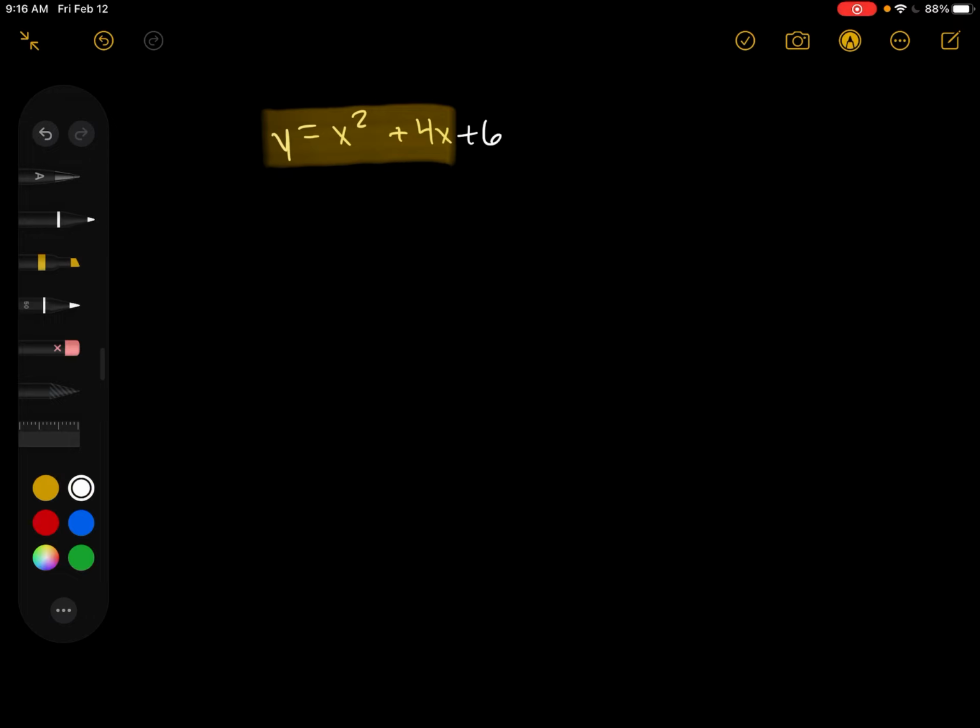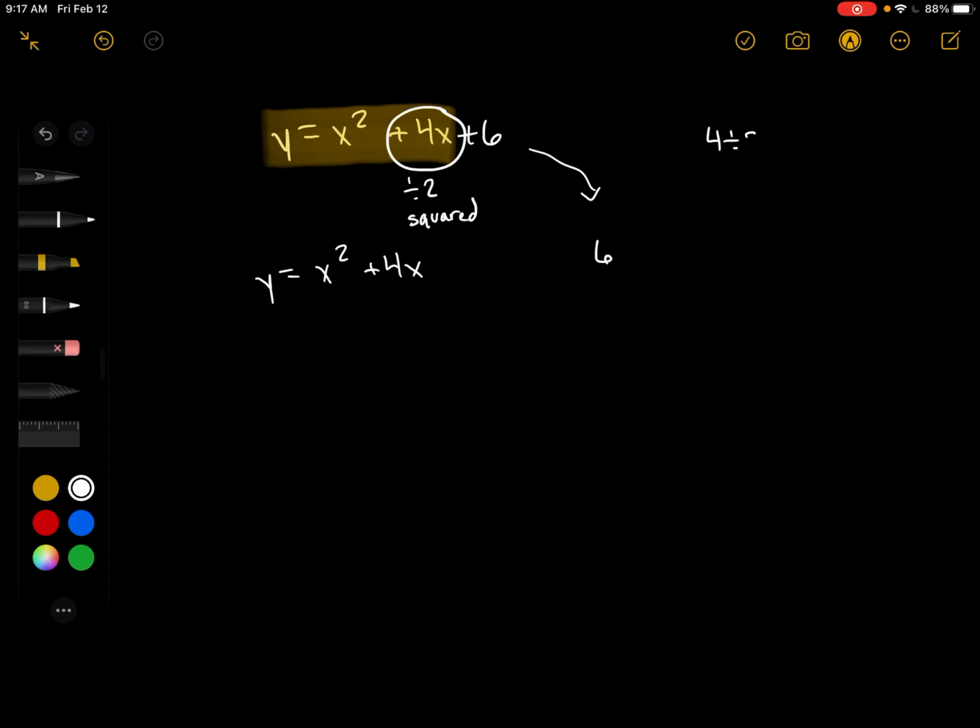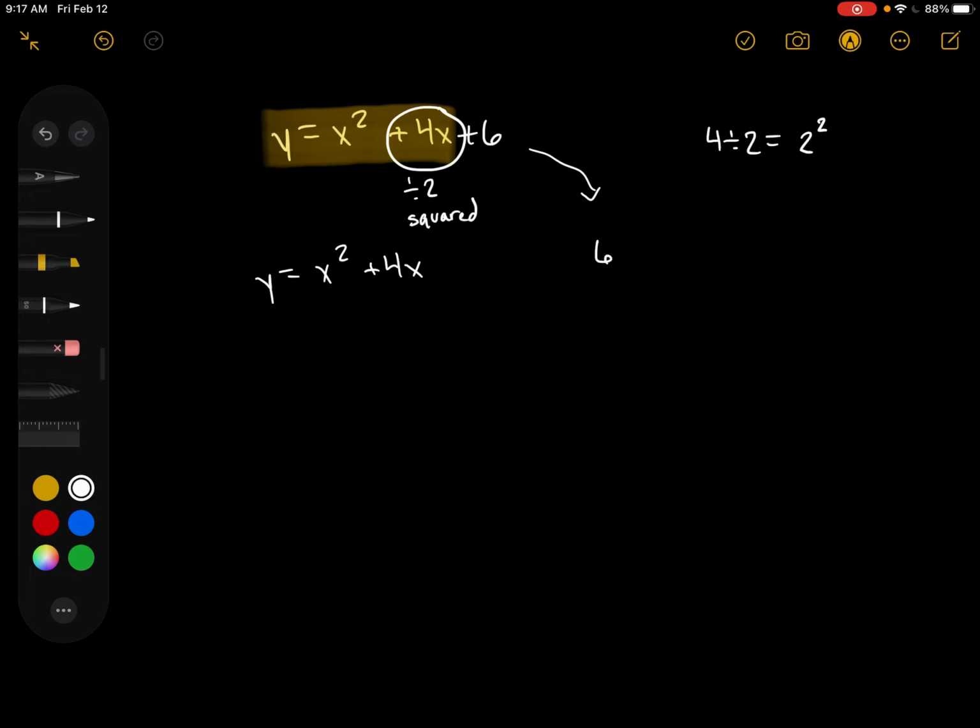Keep x squared and x, move over our c term, or our constant. Next, focus in on our b term, divide it by 2, and then square it. So 4 divided by 2 equals 2, square that, and we get 4. So now we add 4, and we subtract 4. So we've kept balance, we have added something in, but we've also taken it away on the other side.